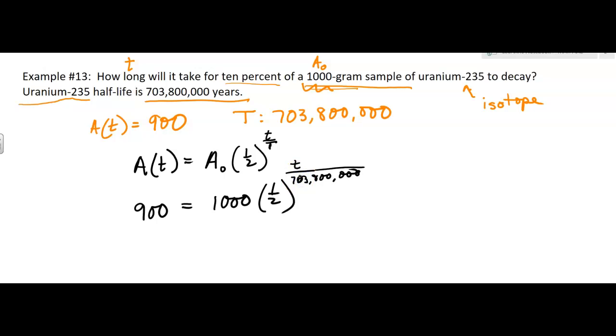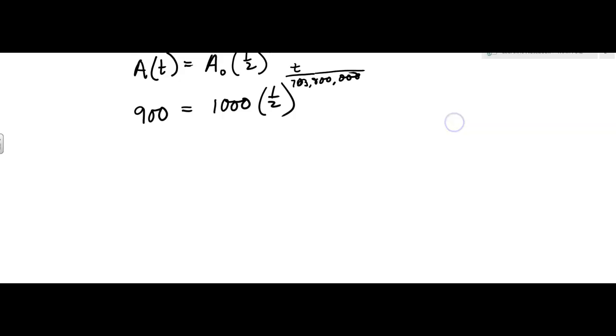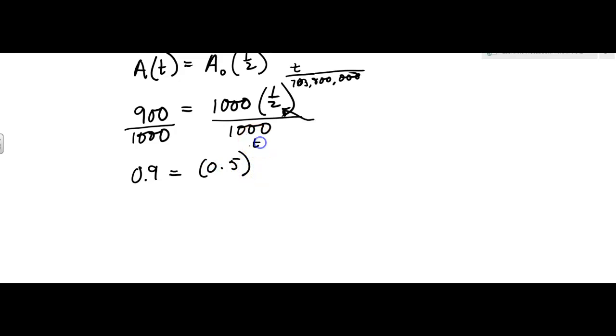Now we want to solve that equation. So the first thing we're going to do is divide by 1,000. And I'm going to go ahead and make it a decimal. So it's going to be 0.9. That'll be easier for me to write. And I can even make the 1/2 a decimal as 0.5 to the t over that big number. You can't really get around that big number for a little bit here.